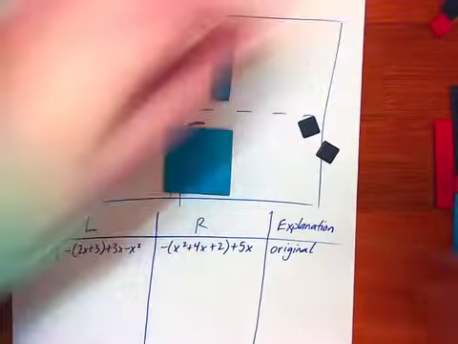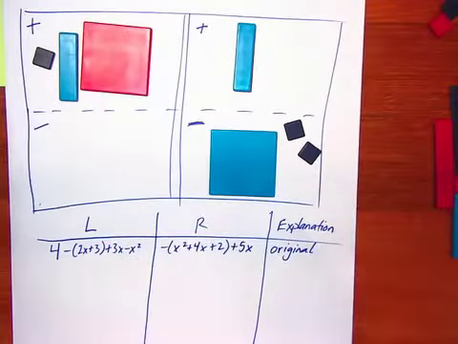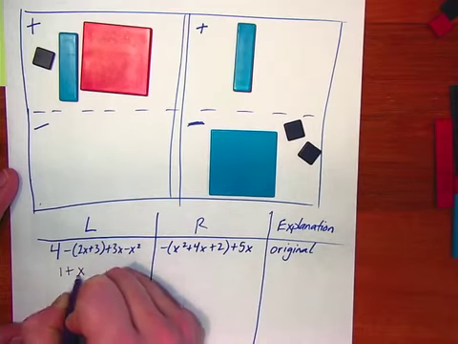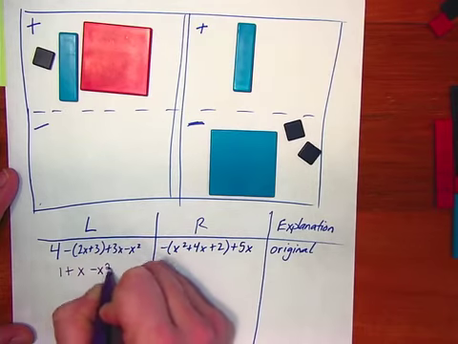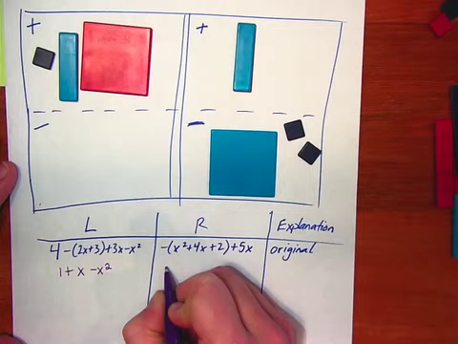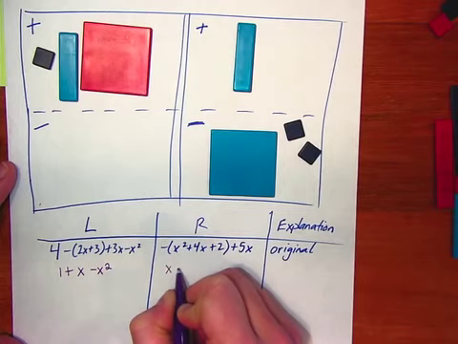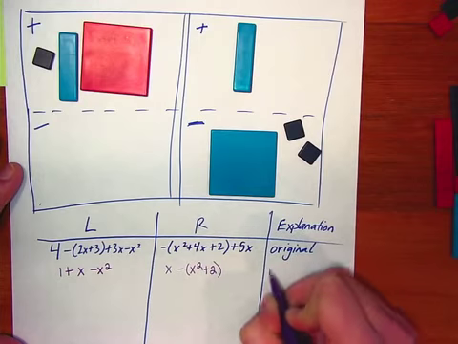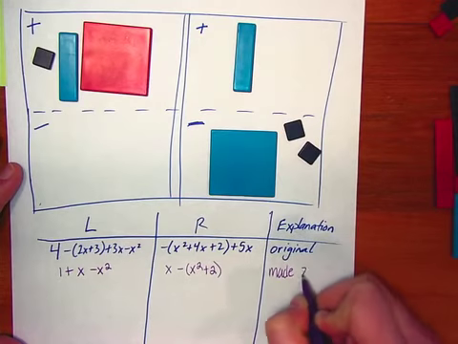So we've removed all the zeros that we can find, and we're going to record what we have left. 1 plus x minus an x squared on the left. On the right, we have x minus the group x squared plus 2. And we removed zeros.